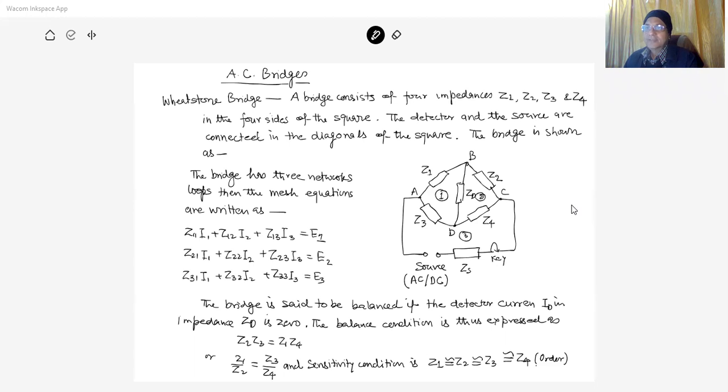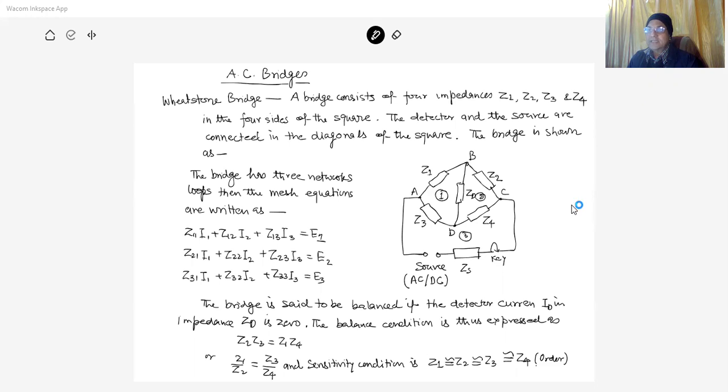Today, I would like to discuss the AC bridges. This is the second part of AC circuits. This AC bridge is basically based on the Wheatstone bridge. We are very much familiar with the Wheatstone bridge.